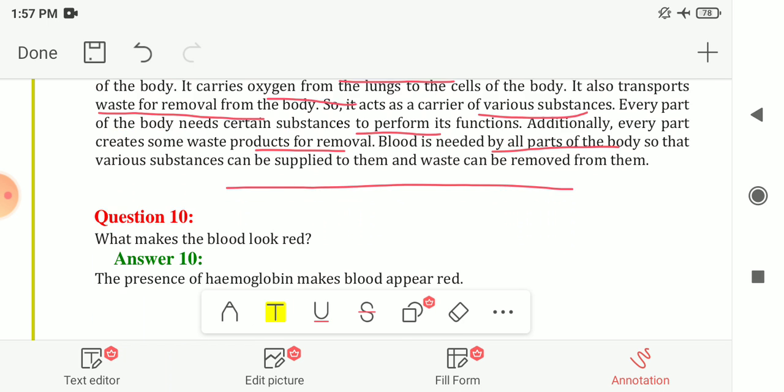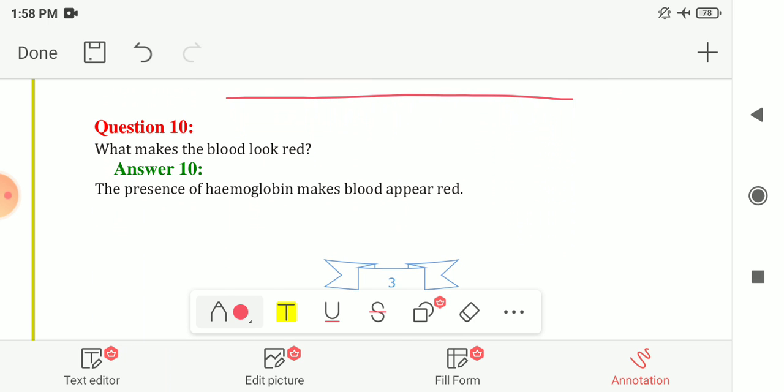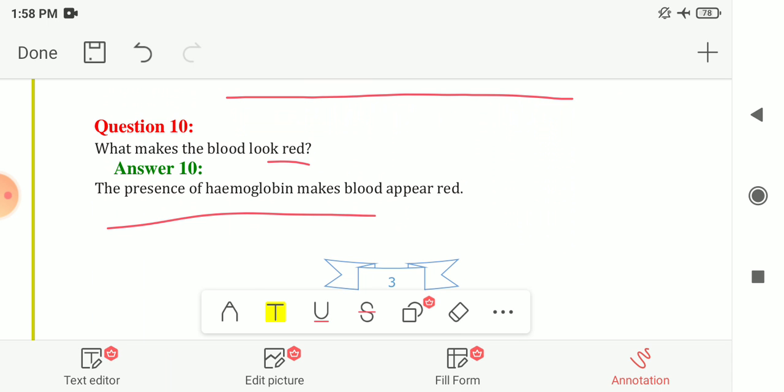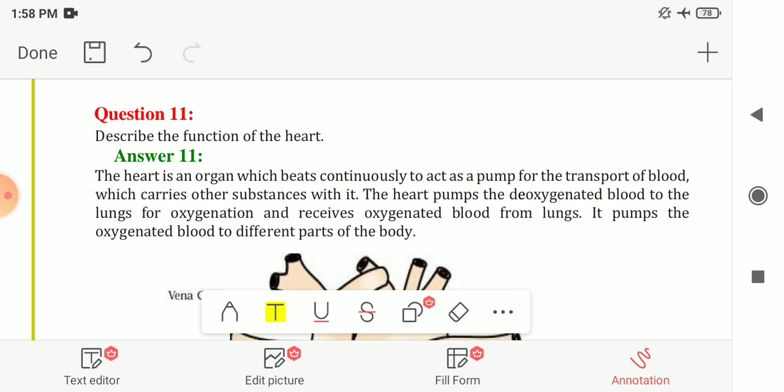Now next is question number 10. What makes the blood look red? Why does the blood look red in color? So the presence of hemoglobin makes blood appear red. Because of the hemoglobin which is present in the blood, it looks red, because the hemoglobin has the red pigment.